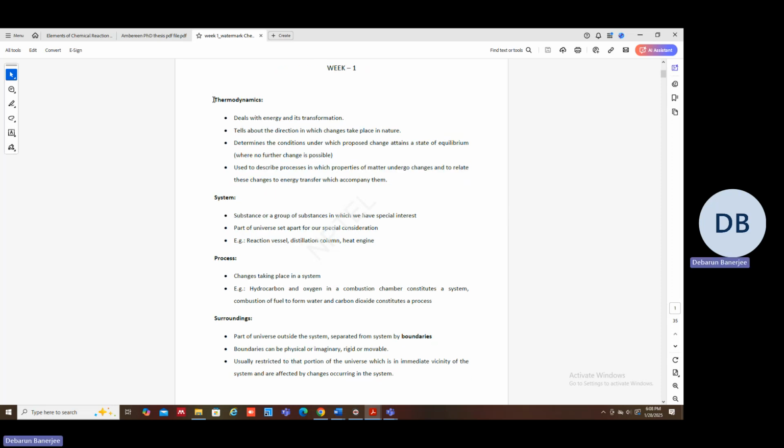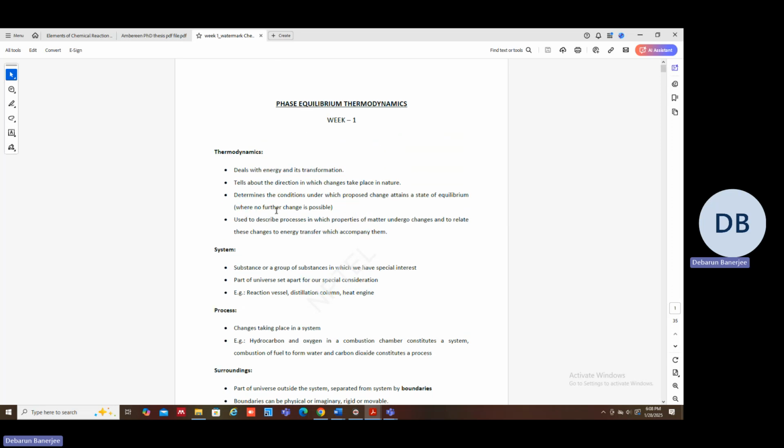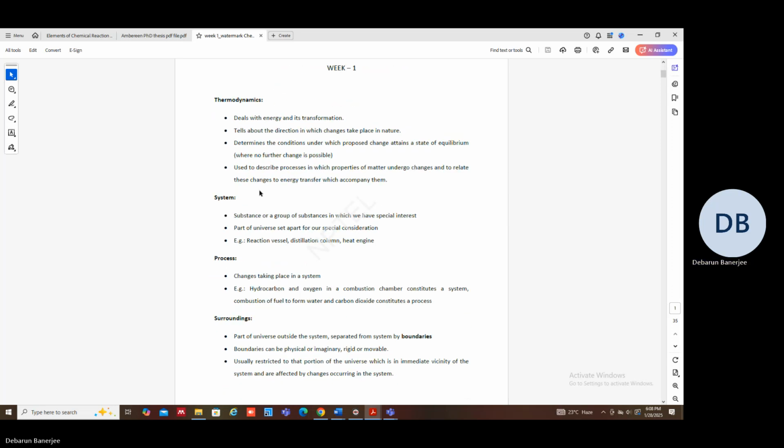So in this first week's lecture, we'll basically discuss the basics of thermodynamics. What we mean by thermodynamics is something which deals with energy and its transformation. Energy can be of different types: chemical energy, mechanical energy, electrical energy, of different forms. And what thermodynamics is particularly able to tell us is the direction in which the transformation can happen in nature.